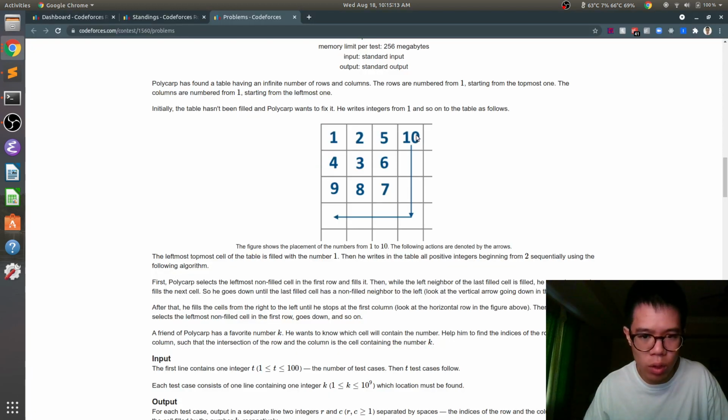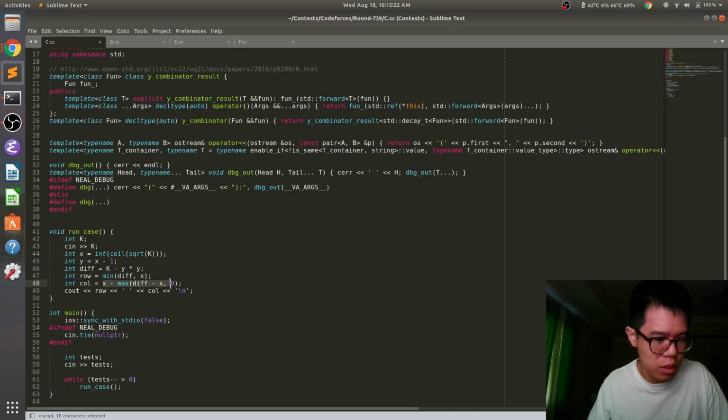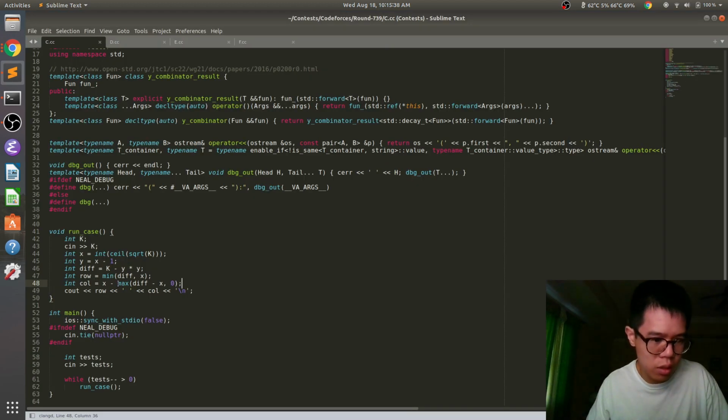So 1 is here, 2, 3, 4, and then once you get past 4, 5, 6, 7, your row is still 4. And then your column is just x minus the max of diff minus x and 0. So in particular, if you're 1, 2, 3, 4, your column is just x. And then once you go past 4, every amount you go up beyond 4, your column decreases by 1. So that's why we subtract diff minus x.